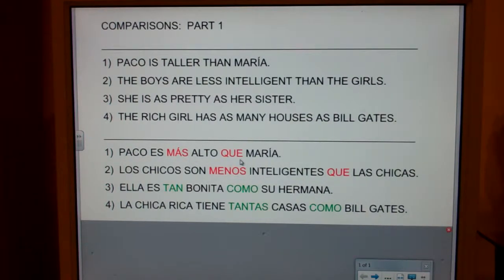Again, the más que, menos que, tan or tanto, como is explained in the other grammar clip. So I'm just going to talk about some of the other stuff. Look at the word que. Mr. Holt, I thought que meant than. It does. It also means that.